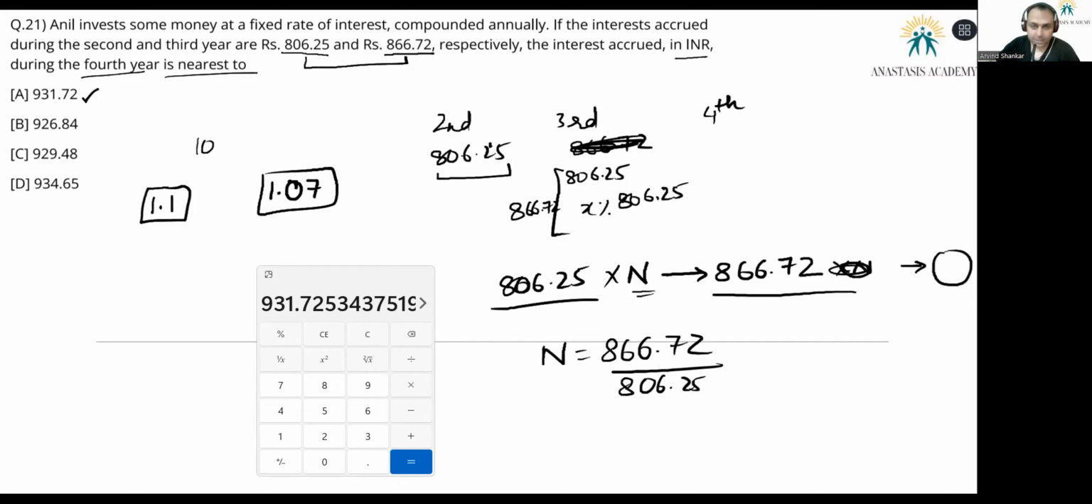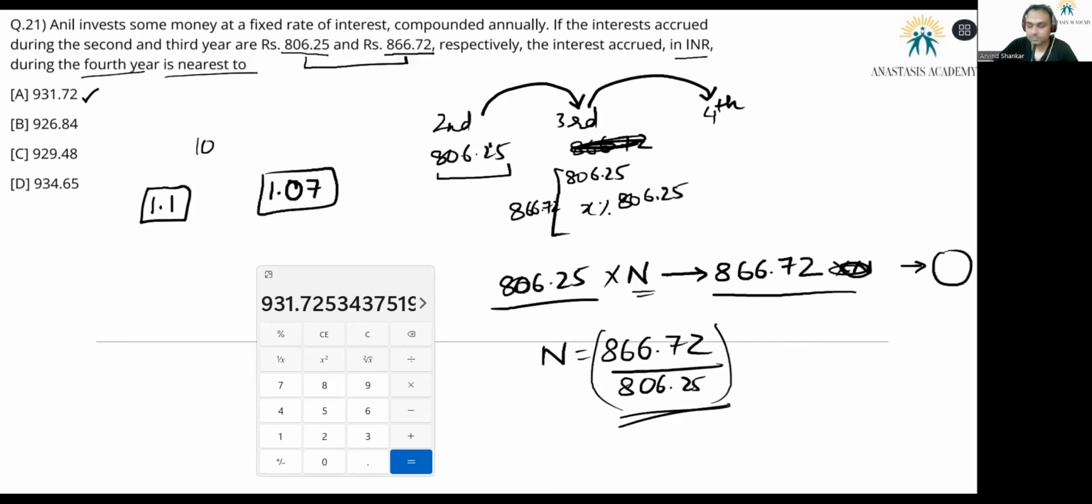Whatever number you're multiplying with in order to move from the second year to the third year of compound interest, that is the same number you're multiplying with to move from the third year to the fourth year. So this is the common ratio you have to worry about. सीधा सीधा next year का number आ जाता है.